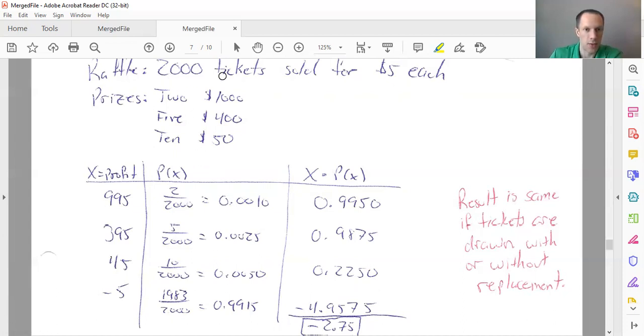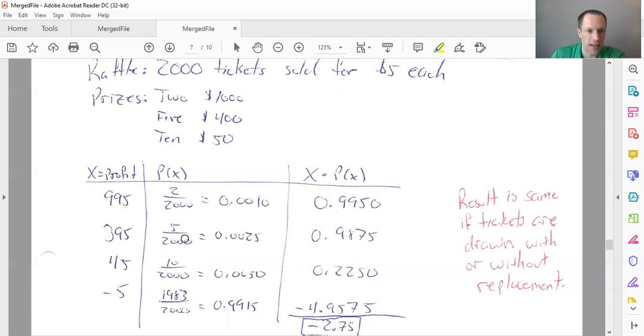Now, in this case, there's 2,000 tickets. 2 of them will be worth a $1,000 prize, so a 2 out of 2,000 chance that you would win the $995 profit. There's 5 $400 prizes, so there's a 5 out of 2,000 chance that you end up with a $395 profit. There's 10 $50 prizes, so 10 out of 2,000 chance that you get a $45 profit.